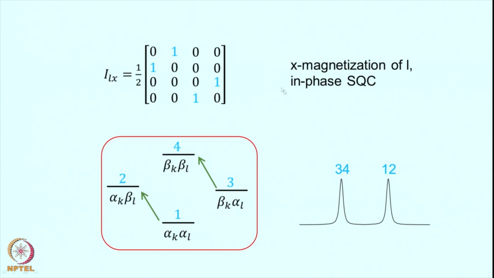So once again, this implies X magnetization of the L spin, which is in-phase single quantum coherence. What does in phase mean? They have the same sign. Therefore we call them in phase, and these two transitions in the NMR spectrum will appear in this manner, 1 2 and 3 4.